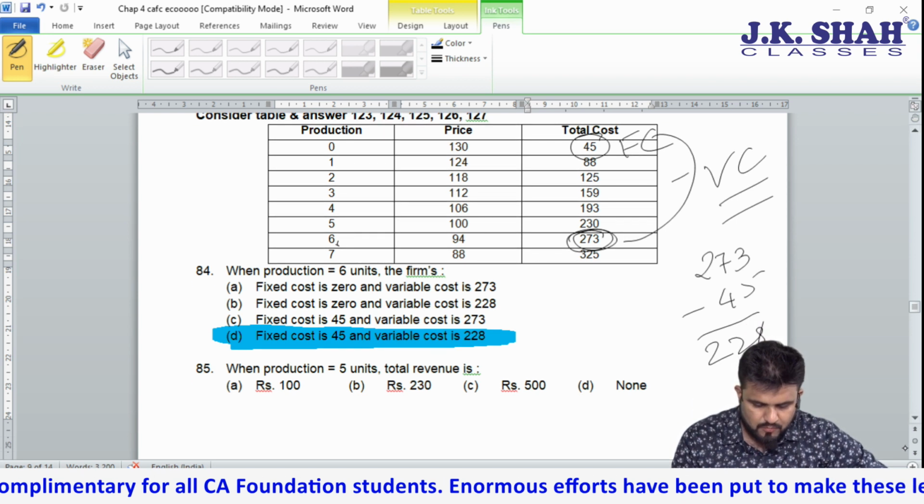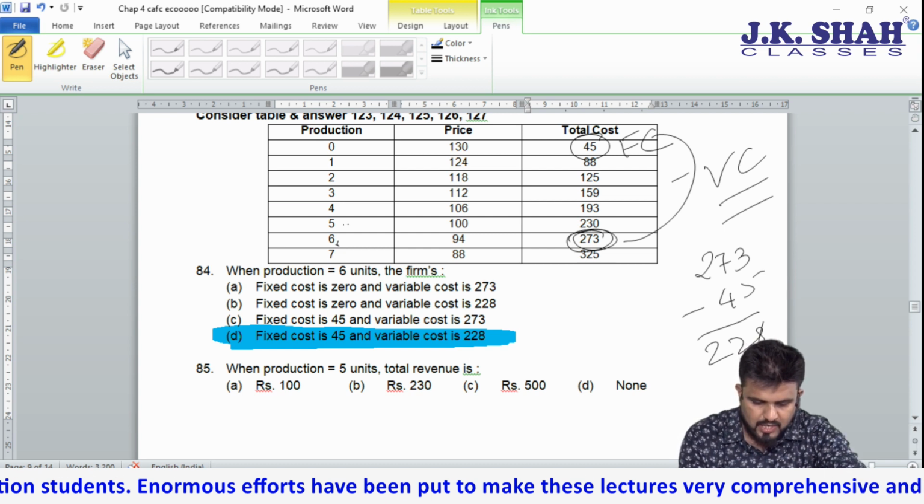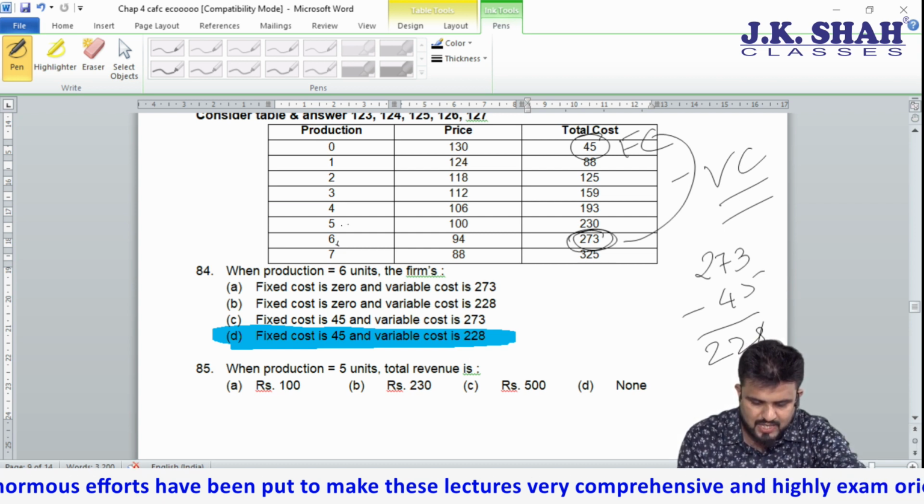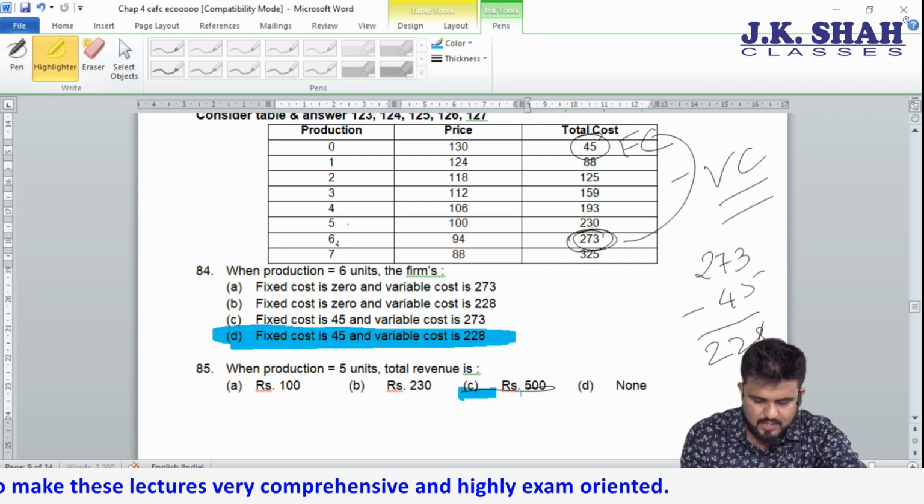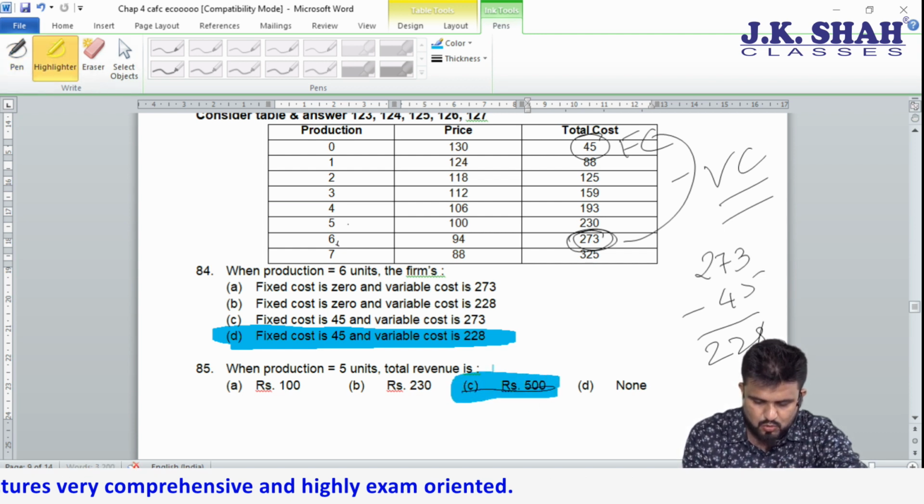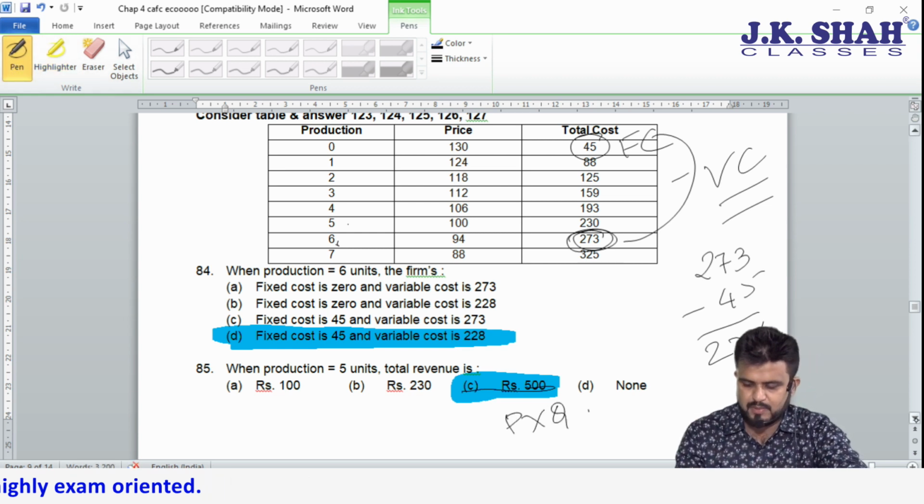Next, when production 5 units, total revenue is at 5 units, price into quantity, can I say it is 500? Correct answer is 500. Price into quantity. So what we have used? Price into quantity. Very simple.